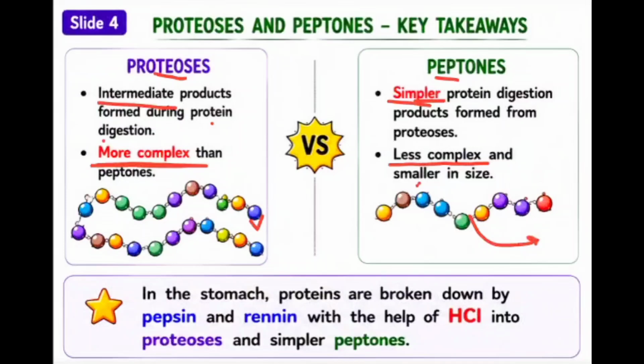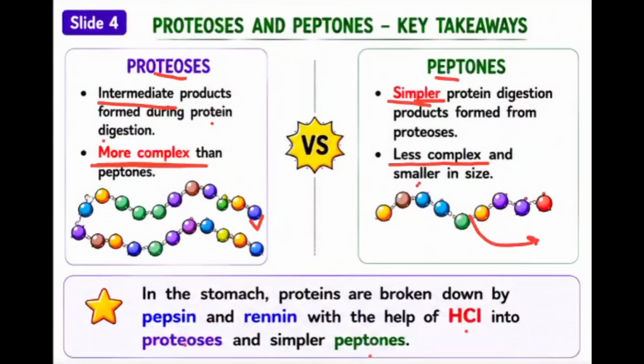Before we conclude, let's understand the complete process in a simple flow. Food enters the stomach, which stores food and churns it. Food mixes with gastric juice. HCl creates an acidic environment and activates enzymes. Pepsinogen becomes pepsin. Prorenin becomes renin. Pepsin and renin act on proteins. Proteins are converted into proteoses and peptones.